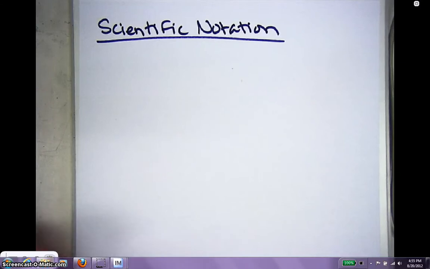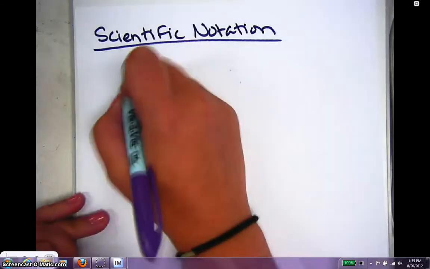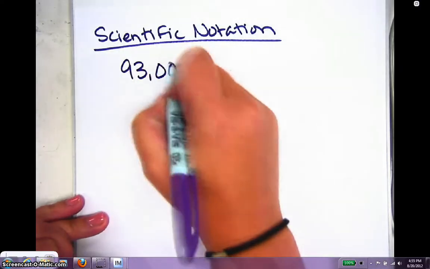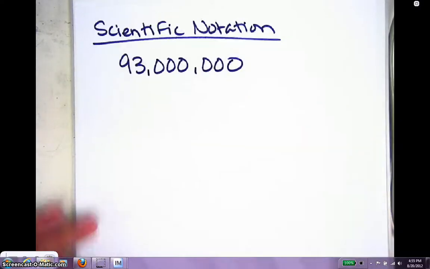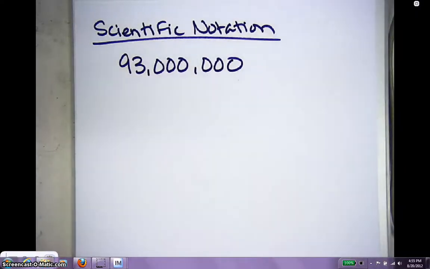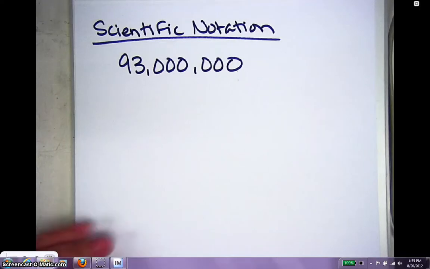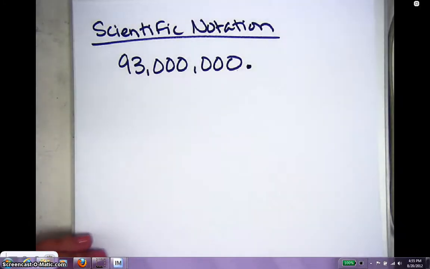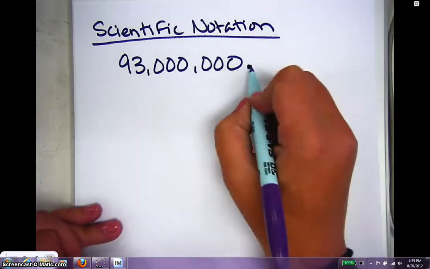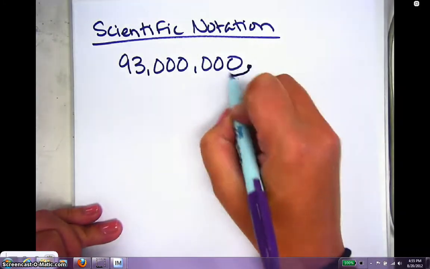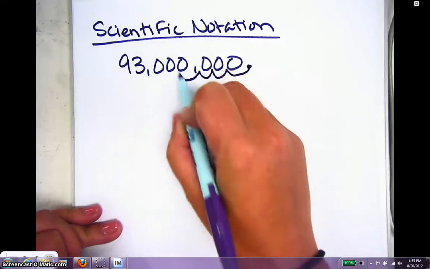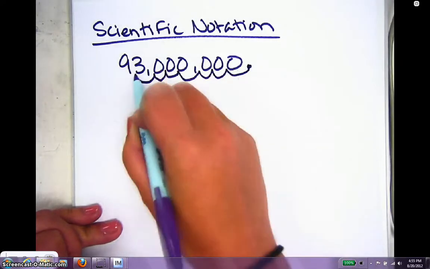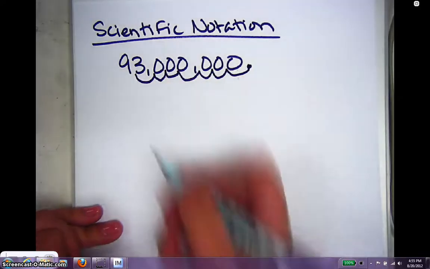The first example is the sun is 93 million miles away from the Earth. Okay, so this is a big, large number with a lot of zeros. So in order to write it in scientific notation, what we do is we take the decimal point wherever it is, and we move it until it only has one number in front of it. So in this case, we're going to move it to the left 7 places.